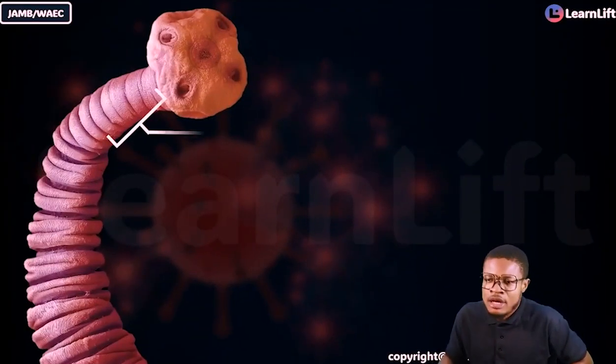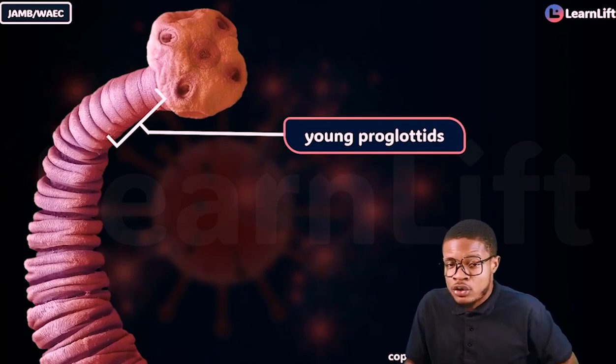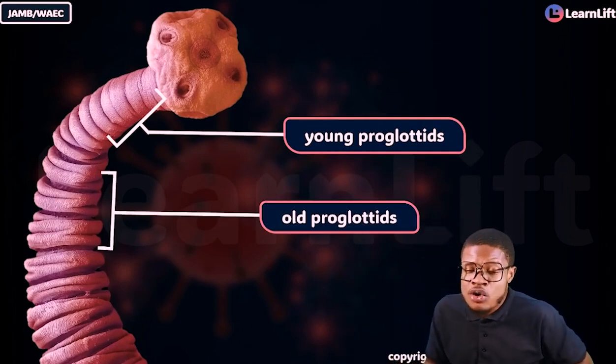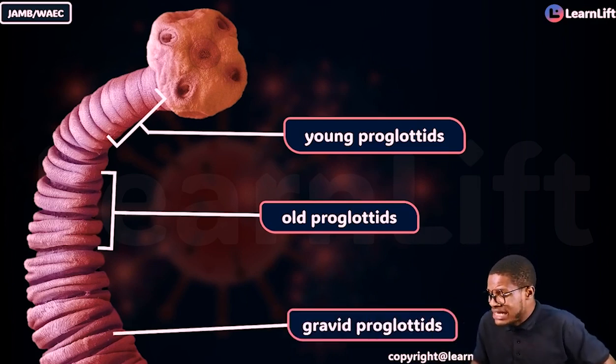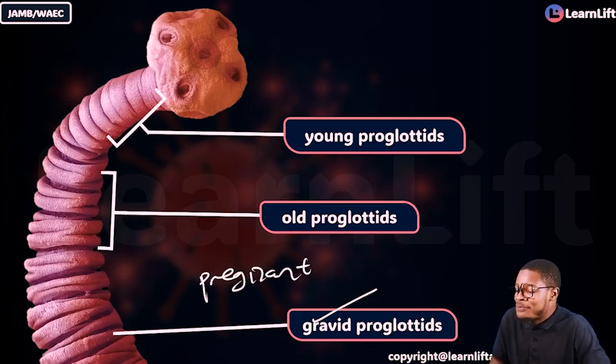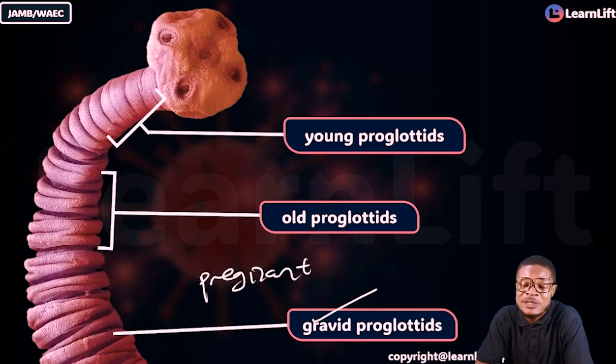But now, understand this quickly with me. In this diagram here, you can see number one, the young proglottids, right? Yes. Number two, you can see the old proglottids. Number three, you can see the gravid. When we say gravid proglottid, it means pregnant. The word gravid means pregnant.